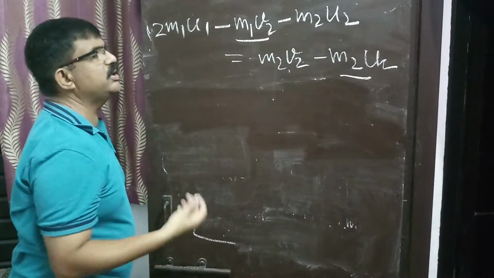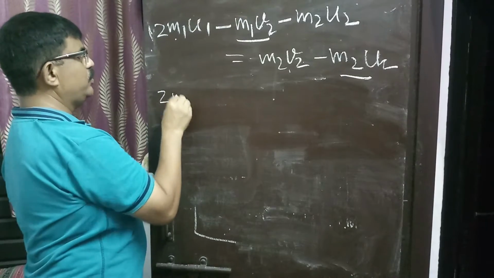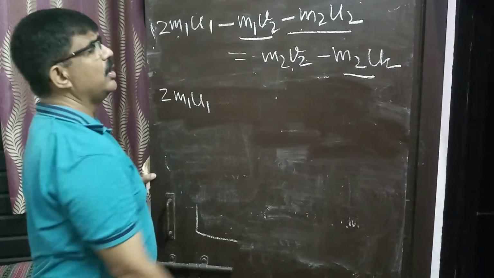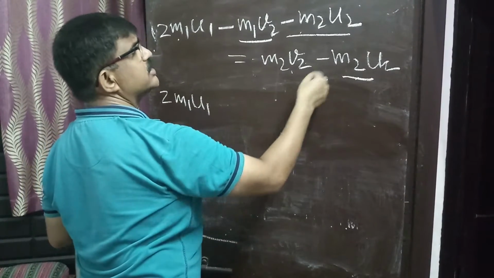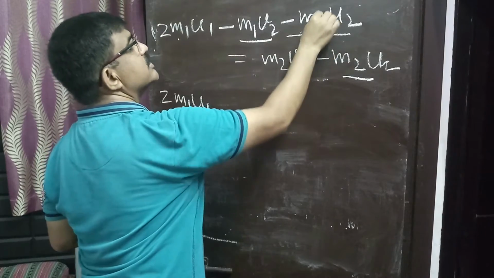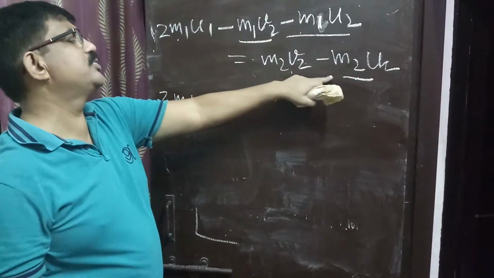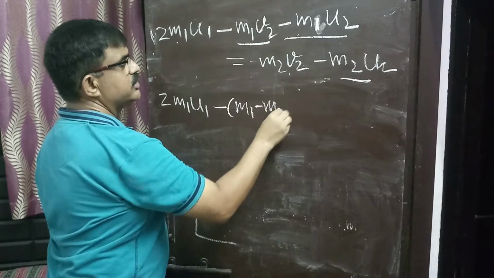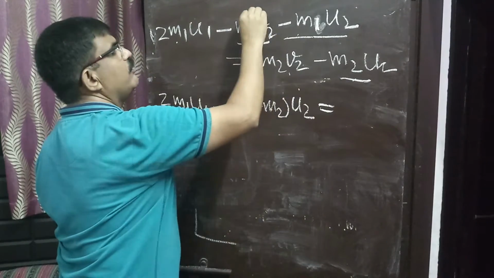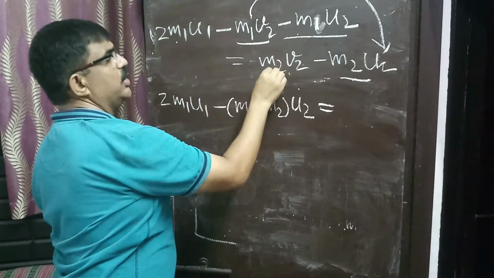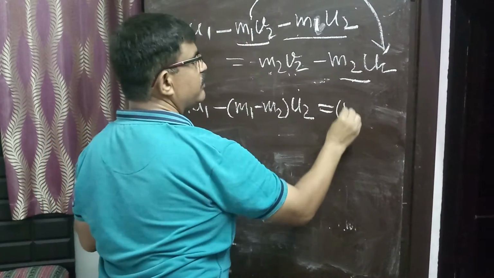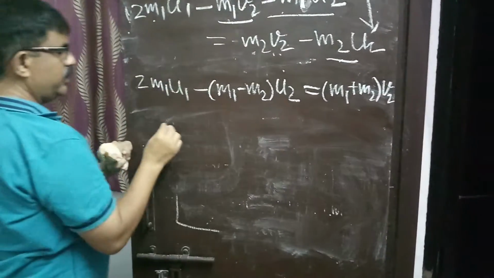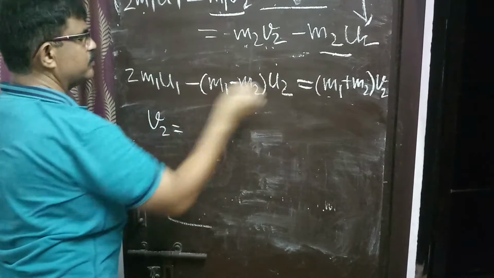Okay, these two terms we keep one side. Here we have 2m1 u1. This one is minus m2 u2. From here we bring this term this side. Okay, this is m1, sorry, this is m1. So we transpose this term to the right hand side, we will get minus (m1 minus m2) u2, we take common, and now we transpose this term this side. So m2 v2 plus m1 v2, it will be (m1 plus m2) into v2. Clear? Therefore v2 is equal, cross multiply it.